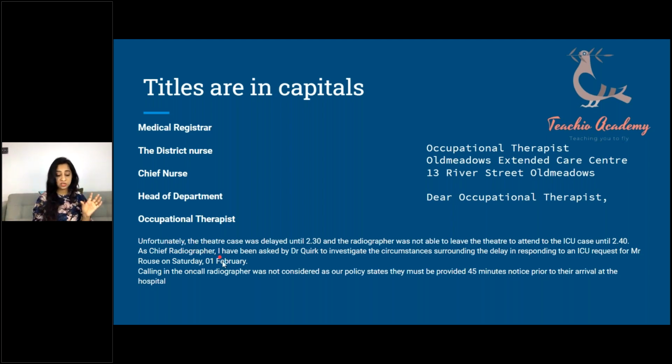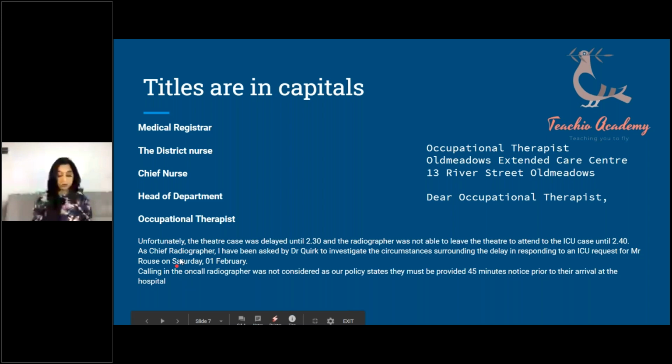So, "As Chief Radiographer, I have been asked by Dr. Quirk." So this is a proper noun, so that's why he put that into capitals. "To investigate the circumstances surrounding the delay in response to the ICU request." Because it's a short form, ICU stands for intensive care unit, and you're not writing the whole thing, that's why the ICU is capital.